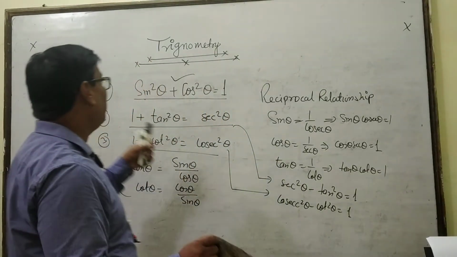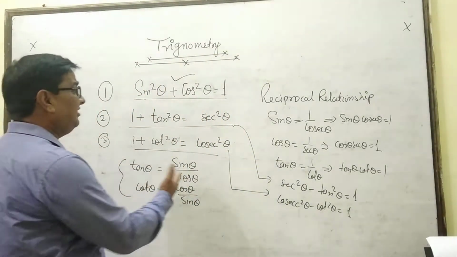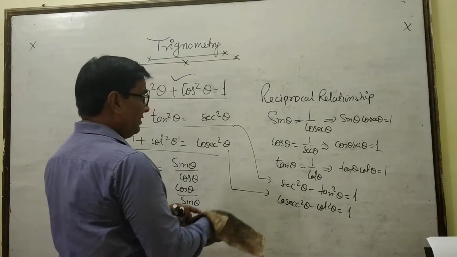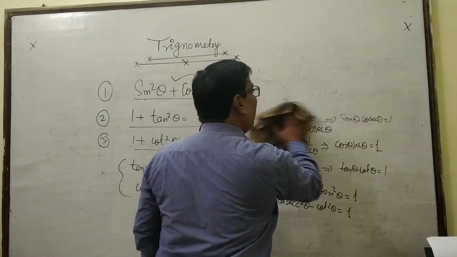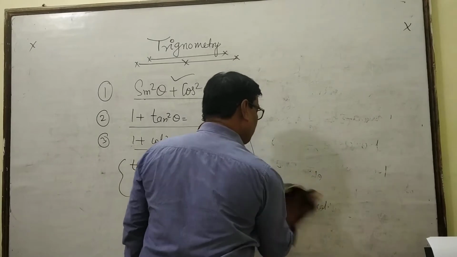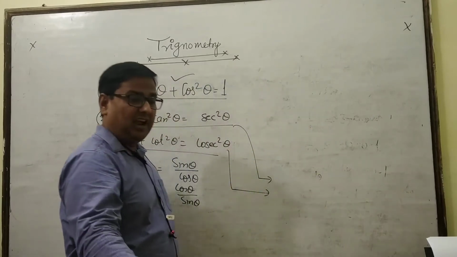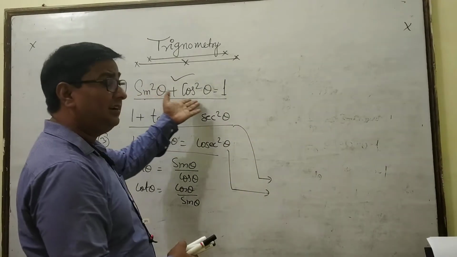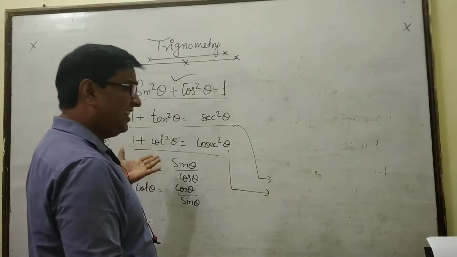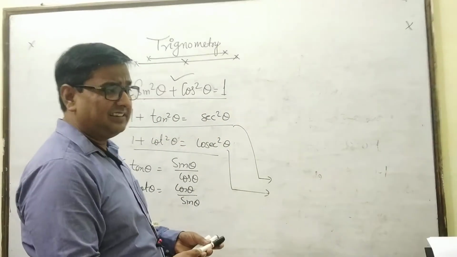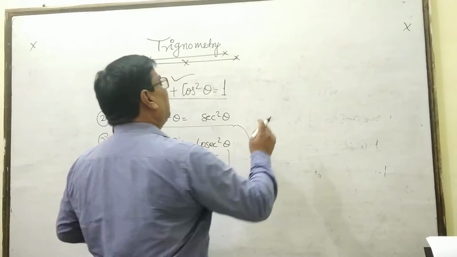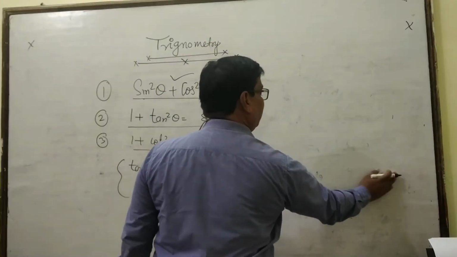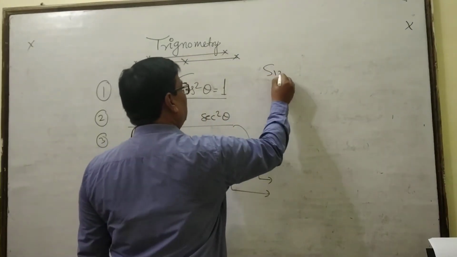Now, one by one, you can prove with the help of trigonometrical ratios. You know very well, in this identity, we use trigonometrical ratios: sine, cos, tan, cot, sec, cosec. What is this? This is trigonometrical ratio. The first one to prove is sin square theta plus cos square theta is equal to 1.